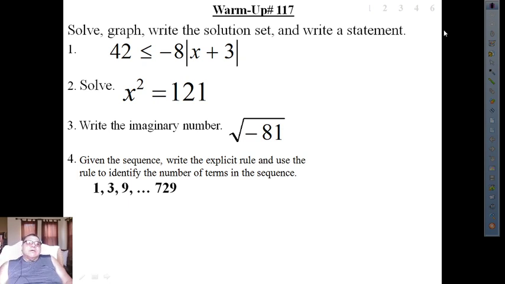Number 2 reads solve, and then we have x squared equals 121. Number 3 reads write the imaginary number of square root of negative 81. And number 4 says given the sequence, write the explicit rule, use the rule to identify the number of terms in the sequence. And the numbers in the sequence are 1, 3, 9, dot, dot, dot, 729.